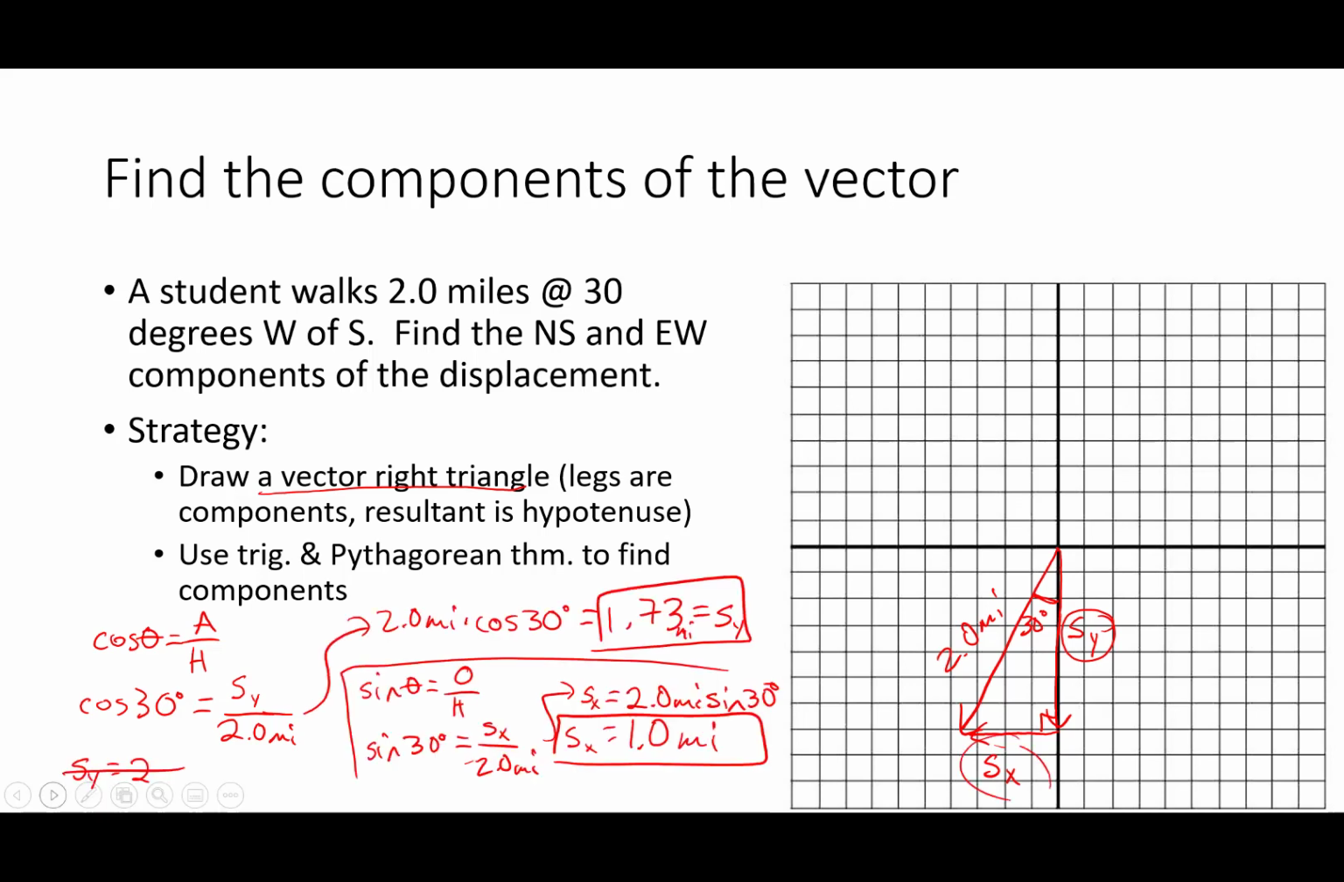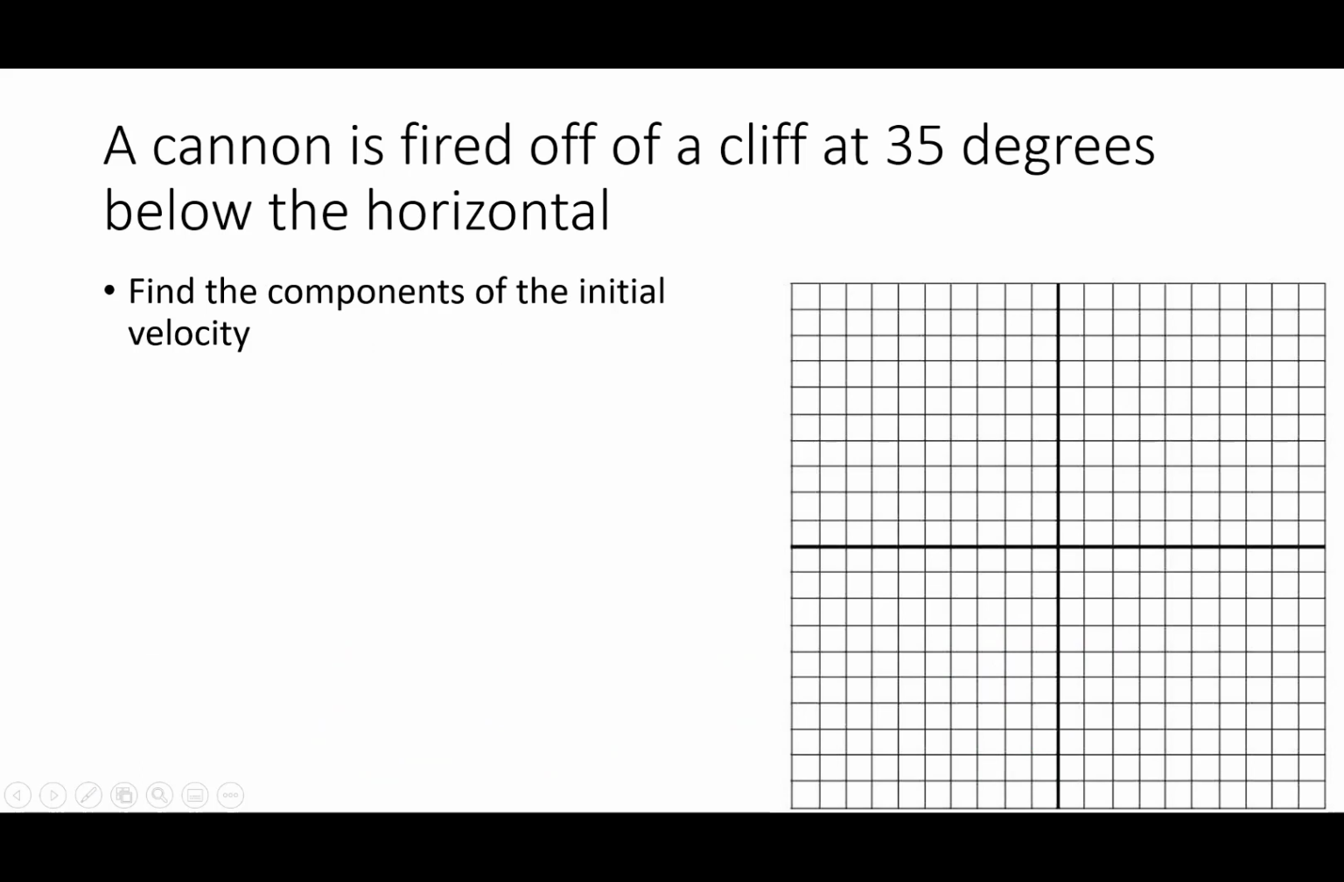Let's do another example. Move a little faster. A cannon is fired off a cliff at 35 degrees below the horizontal. So let's draw that. This is the horizontal. 35 degrees below means it's below the horizontal. And whoops, it doesn't give us an initial speed. Let's say the initial speed is 22 meters per second. So that's 22 meters per second. We want to solve for Vx and Vy.